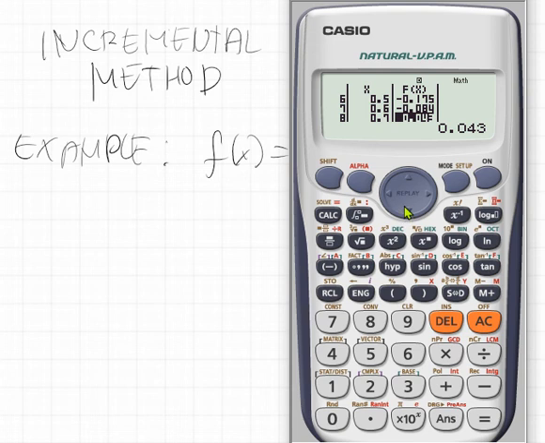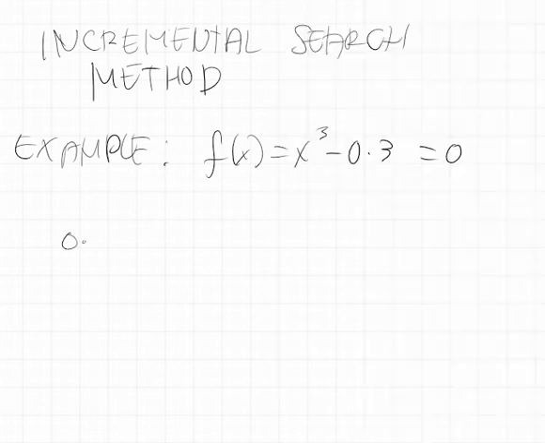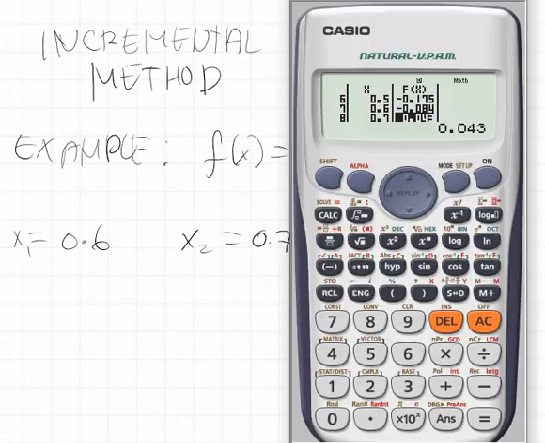So that's good. Our new interval now will be x1 = 0.6, x2 = 0.7. So the root is between them. If we need a more accurate value, then we decrease the increment again. So let's do that again.